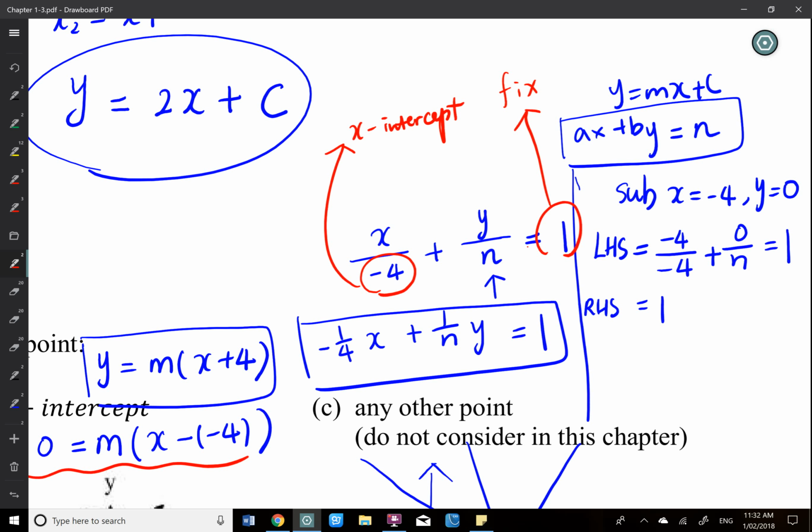Secondly, I want to make the equation true when I substitute negative 4 and 0. I don't care about other points, I just care about this point. When I sub that point in, I want this equation to be true. So what value do I need? I need 1. That's the value I need. I just need 1, so I put 1 there. If I needed 2, I'd put 2 there.